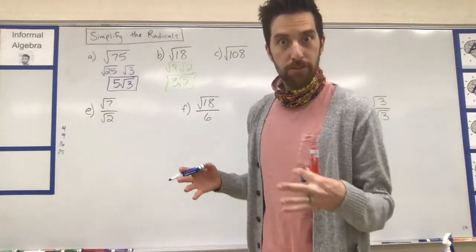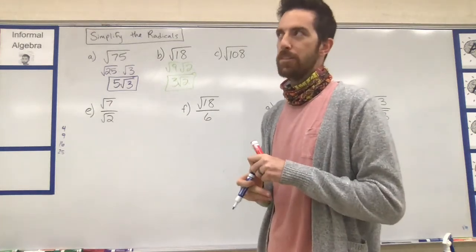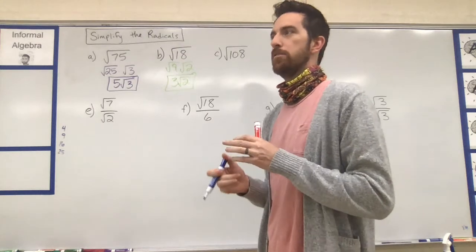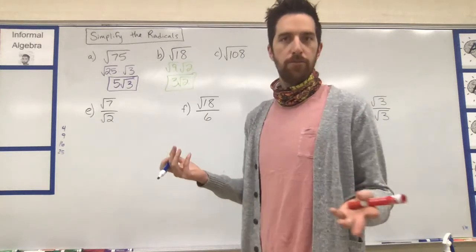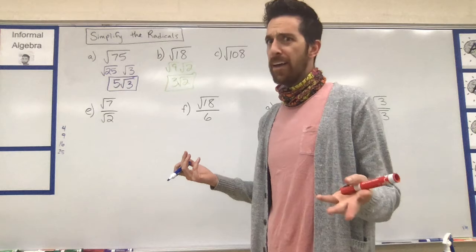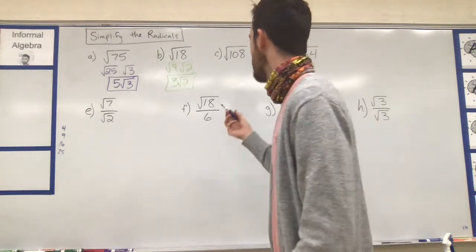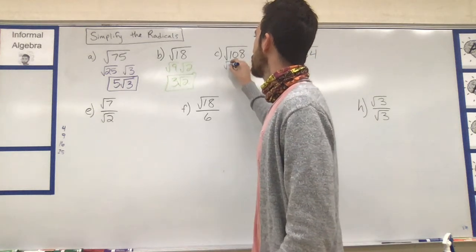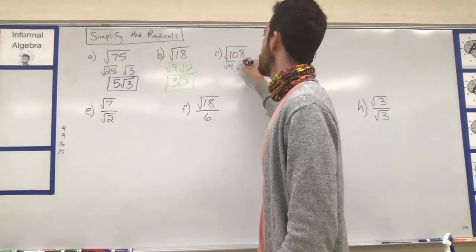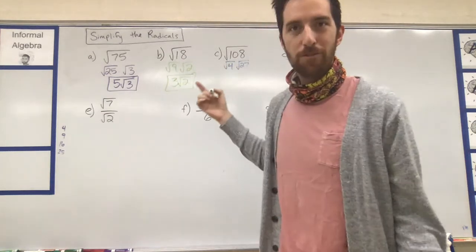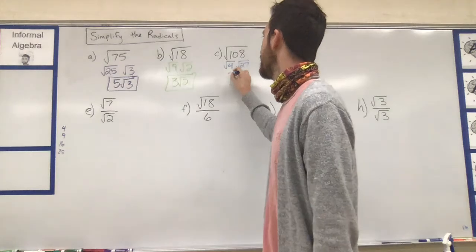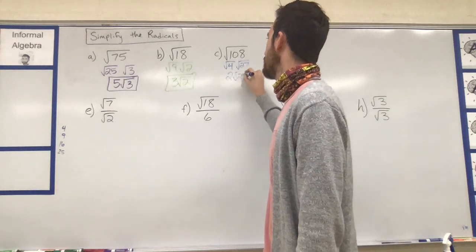Now, there is a large square root that goes into this, but let's say we didn't know that, and we were just trying stuff out, and we were like, 4. Does 4 go into 108? And you're like, yeah, it does. It's 4 times 27. So you're like, oh, square root of 4 times the square root of 27. The square root of 4 is 2, obviously. So we have 2 root 27.